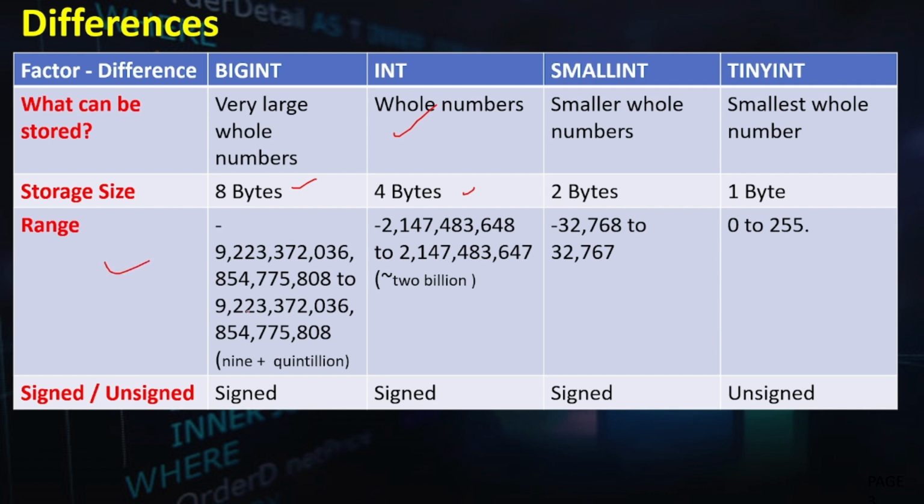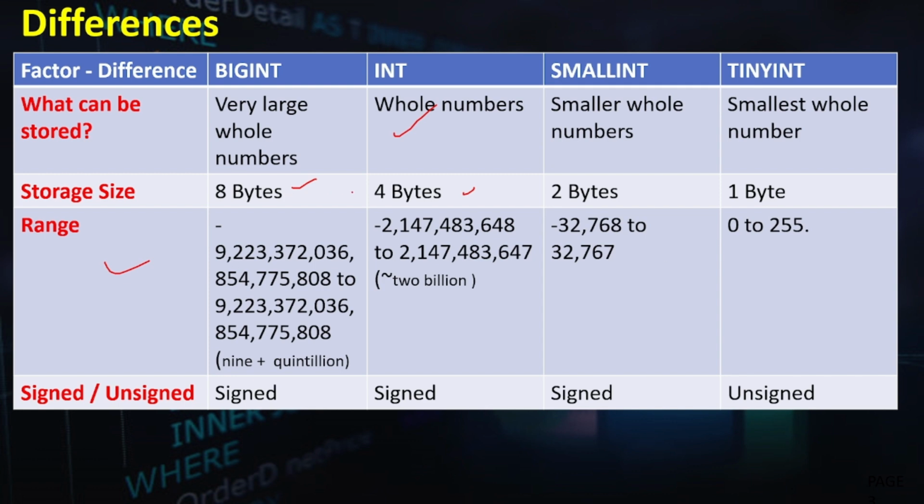If you are taking the range of BigInt, since it takes 8 bytes in the memory, and as I said in the first point that it is used for storing larger values, you can see here it is almost 9 quintillion, plus or minus, that can be stored. Likewise, comparatively smaller, 2 billion plus or minus, is the int type. SmallInt is for -32,768 to 32,767, and tinyInt for a small range, that is 0 to 255. Make sense? Signed and unsigned.